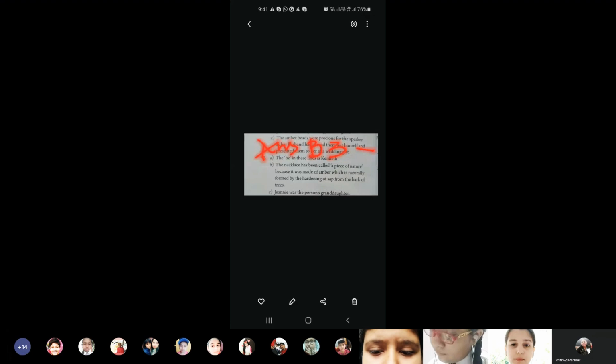Okay. Now, coming to B3A, the he in these lines is Kenneth. B3B, the necklace has been called a piece of nature because it was made of amber, which is naturally formed by the hardening of sap from the bark of trees. B3C, Jenny was the person's granddaughter.